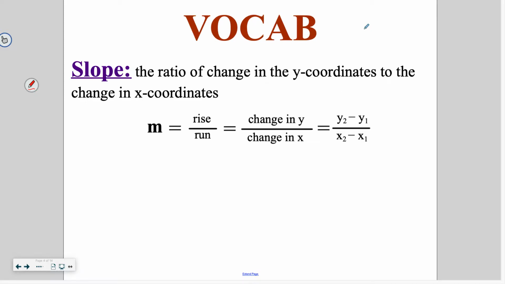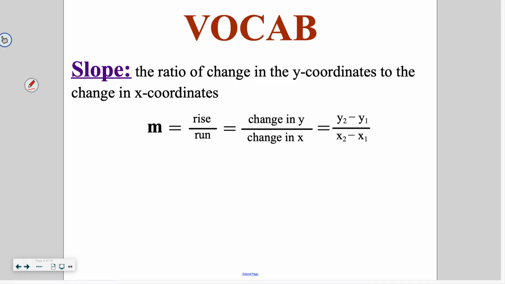So to begin, our vocab for the day is slope. Slope is the ratio of change in the x-coordinates compared to the y-coordinates. When you see slope written in equations, you're generally going to see it as the letter m. So the lowercase m stands for slope in a lot of our equations from this section.